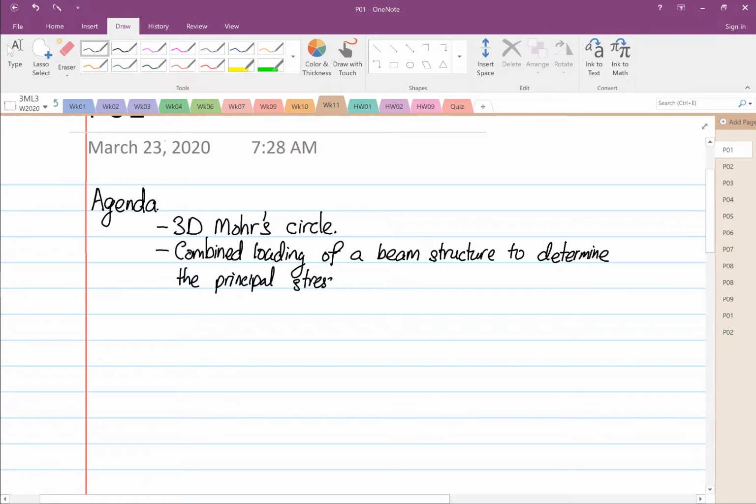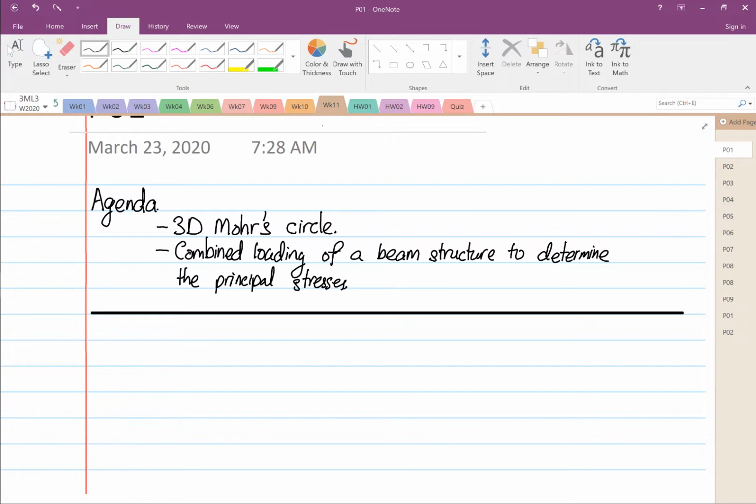Okay. So as you know, all structures are loaded in 3 dimensions in the real world. It's not just 2 dimensions. So how do we analyze a structure in 3D using 3D Mohr circle, and how do we actually select materials under combined loading? Combined loading here means normal stress and shear stress. So let's look into 3D Mohr circle.